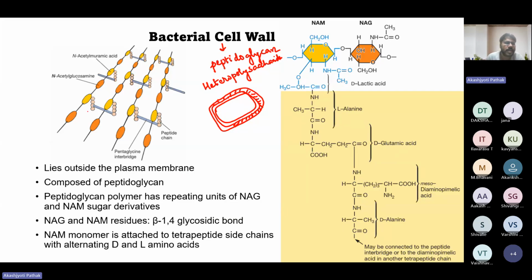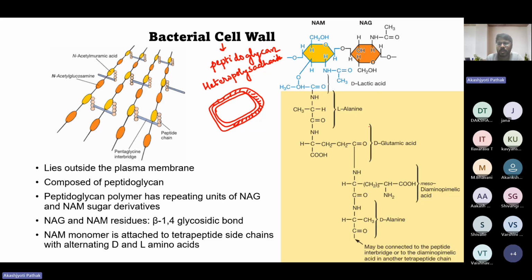Okay, so here you can see the structures. This yellow colored structure is N-acetyl muramic acid and N-acetyl glucosamine. And then there is a peptide chain which is seen attached to the N-acetyl muramic acid. So there is L-alanine, D-glutamic acid, then again there is diaminopimelic acid, then D-alanine.